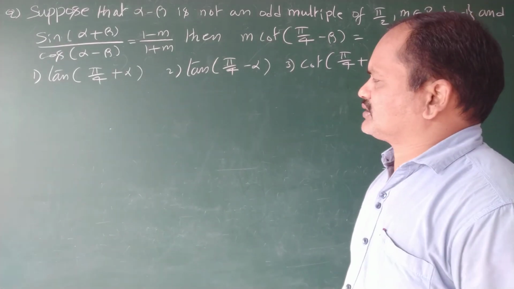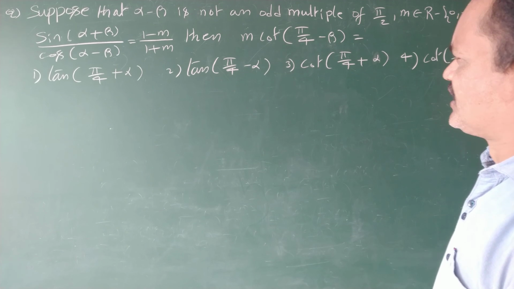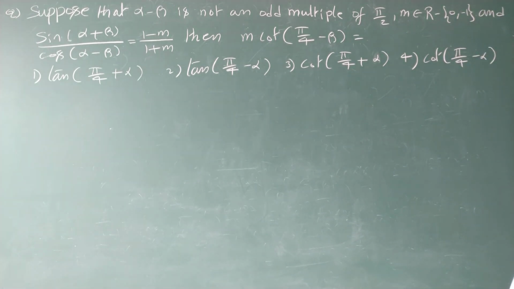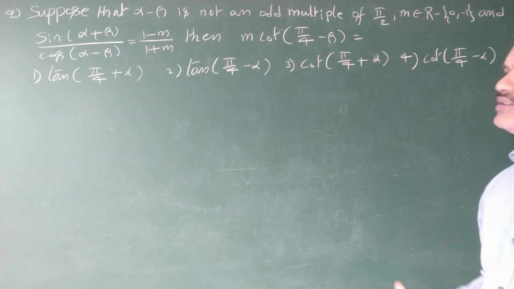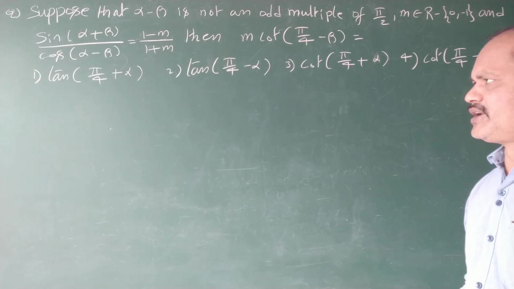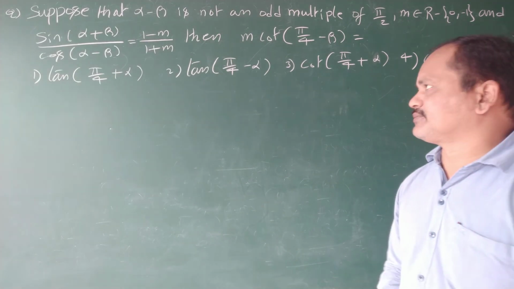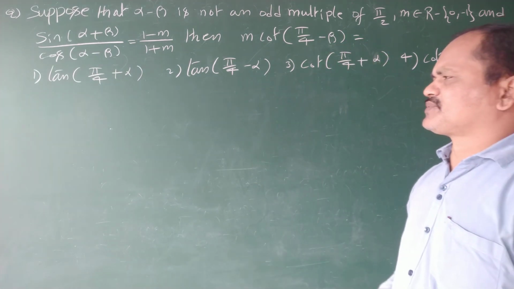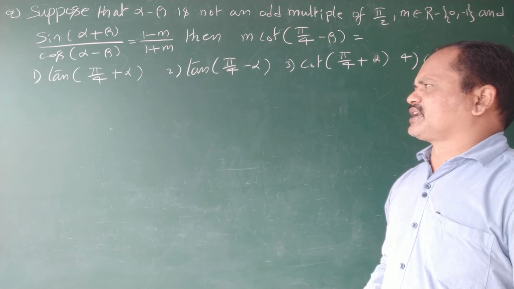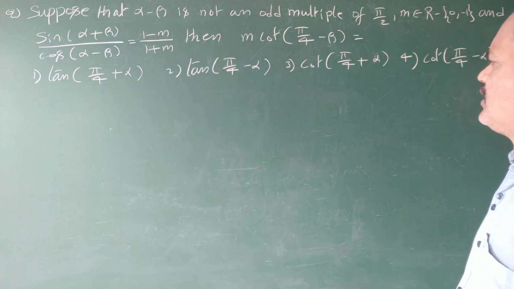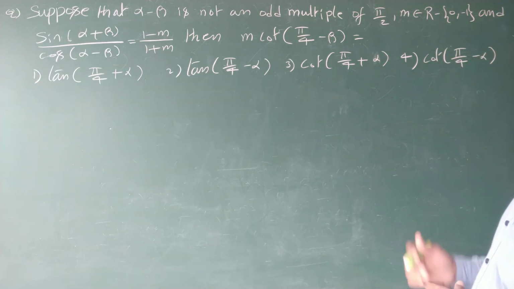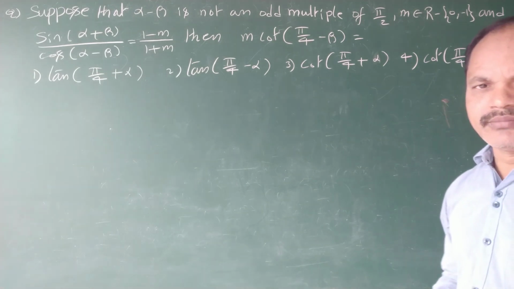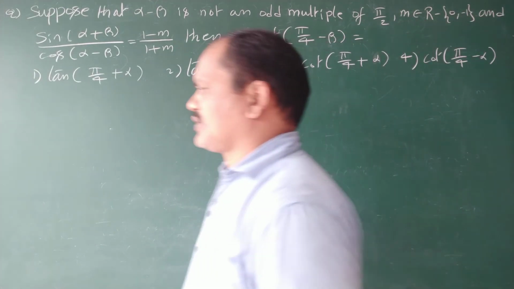Now the question: suppose that alpha minus beta is not an odd multiple of pi by 2, m belongs to R minus {0, minus 1}, and sin(alpha plus beta)/cos(alpha minus beta) is equal to (1 minus m)/(1 plus m). Then m cot(pi/4 minus beta) is equal to: the first option tan(pi/4 plus alpha), second option tan(pi/4 minus alpha), third option cot(pi/4 plus alpha), fourth option cot(pi/4 minus alpha). Now we have to solve this question.